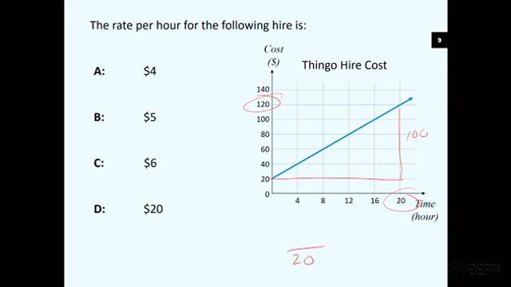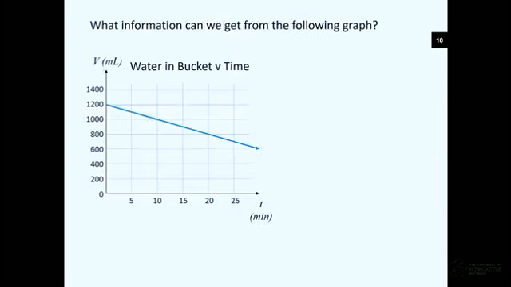So in other words, 100 on 20, let's use the units just to confirm. It's $100 on 20 hours. 100 on 20 is 5, so it's $5 per hour. That's telling me the hourly rate, $5 per hour. You'll charge me $20 for look-see, plus $5 per hour. So B. All right, so we can work out a gradient and read our units.